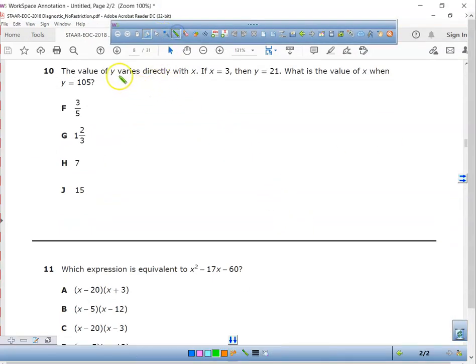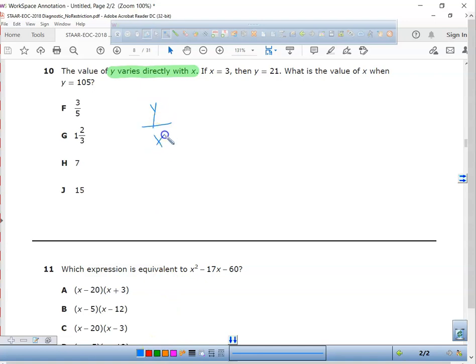Could you please highlight, underline, box in right now, y varies directly with x. And whenever you see y varies directly with x, I need you to put y over x. That's what y varies directly with x means. All right? Now, it says, if x equals 3, then y equals 21. So what are you going to put? When y is 21, what's x equal to?